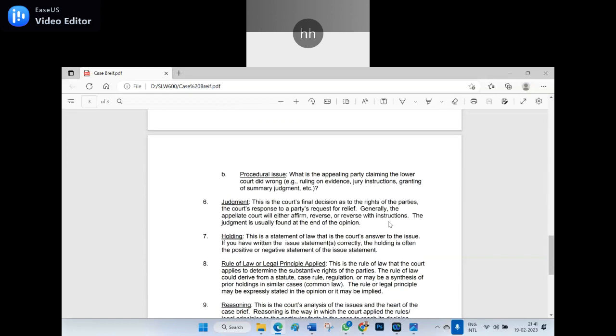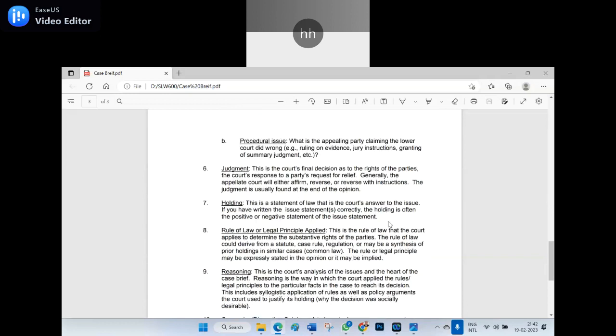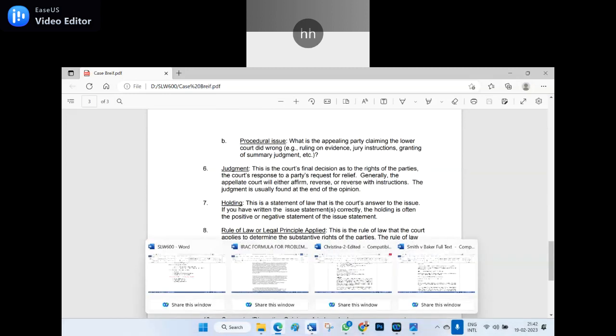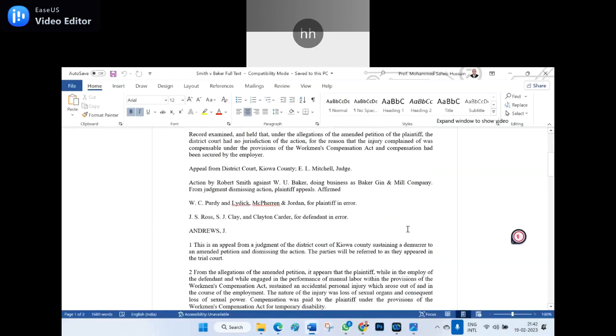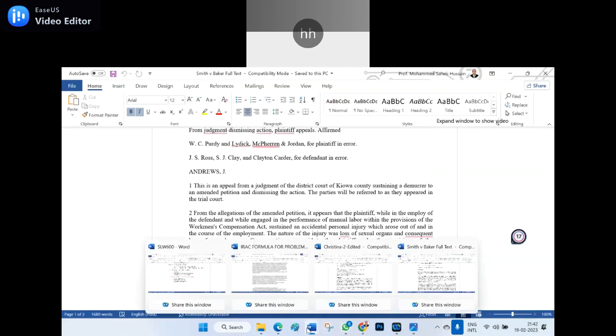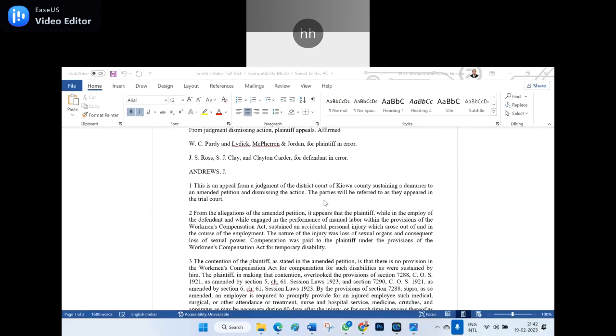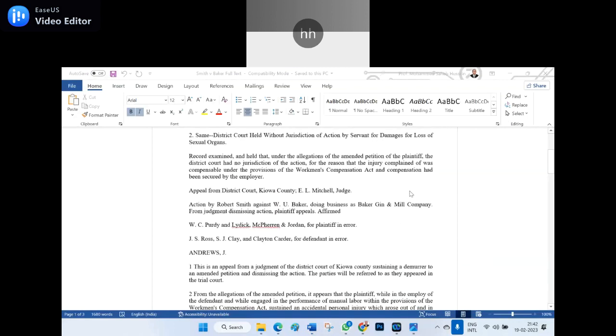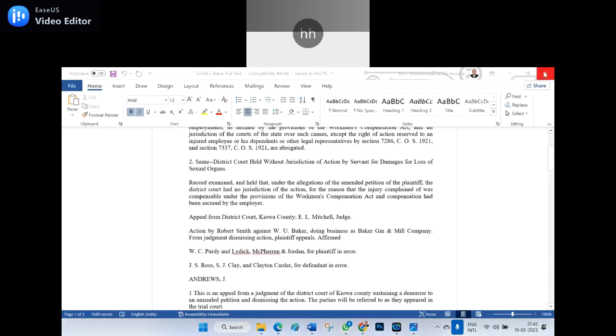Then, of course, they say judgment, but judgment will not come now. The rule of law and legal principles applied. What are the legal principles applied, that should come first? And if you happen to see here, this is the original case law, and this is the P-FIRAC model. No, this is also original case law. I will show you the P-FIRAC model. See, I kept it here only.